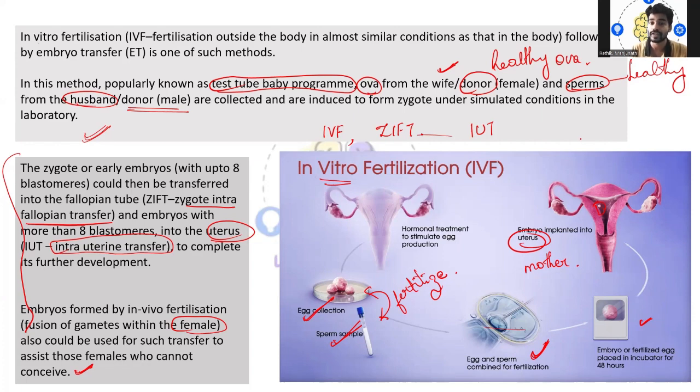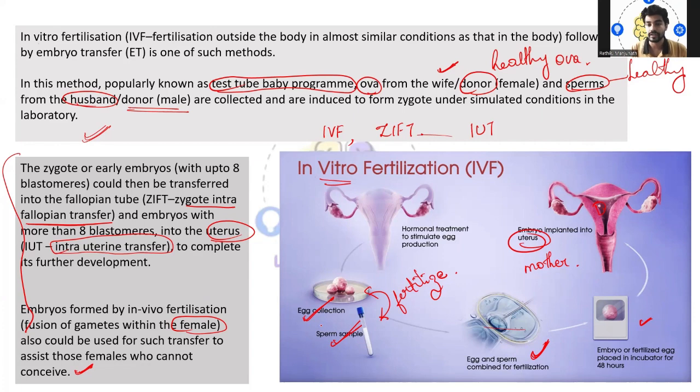But in vivo fertilization, what happens? Everything is done inside itself. That means instead of fusing the sperm and egg outside, you are just inserting the egg within the mother's body, and you are trying to do all the fertilization inside itself.